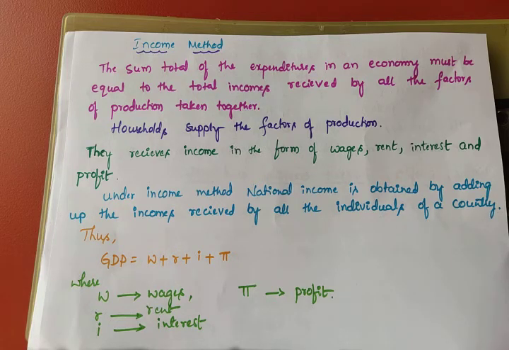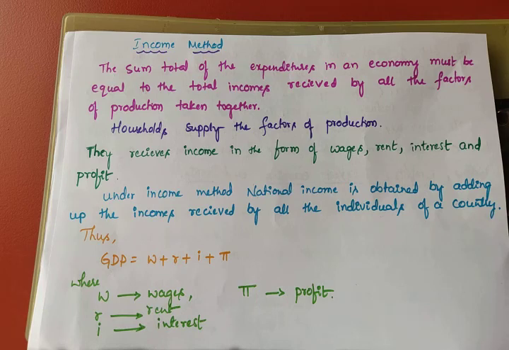So income method is nothing but just that expenditure should be equal to income received by all the firms or individuals or factors of production in the country. Factors of production are land, labor, capital, organization. For the use of land or providing the service of land, we can get rent. Rent is considered as income. Using labor, we can get wages. Wages is considered as income. Using capital, we can get interest. Interest is considered as income. And the last one is organization. For the usage of organization, we can get the profit. This is also called income.